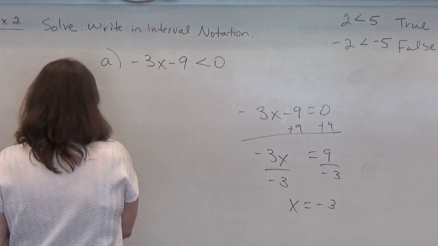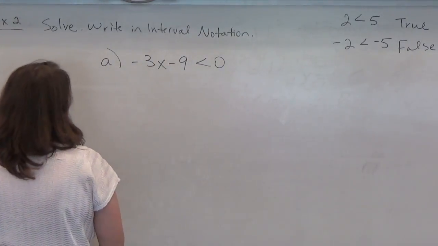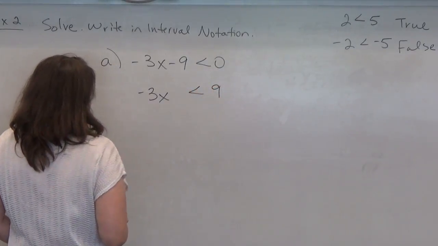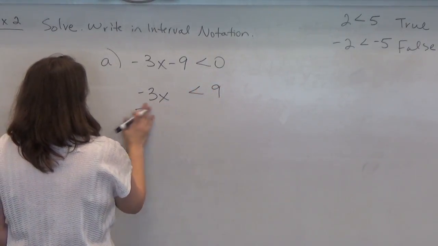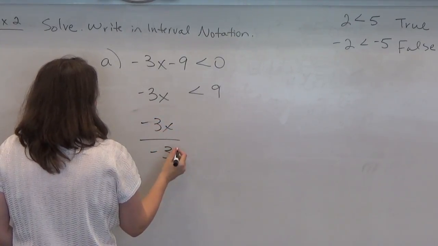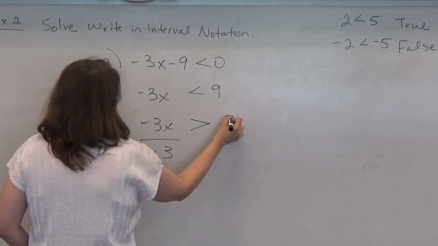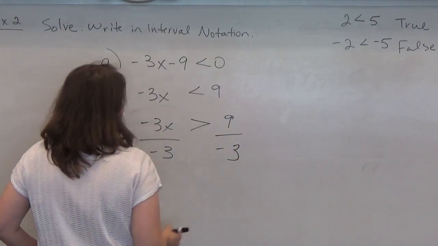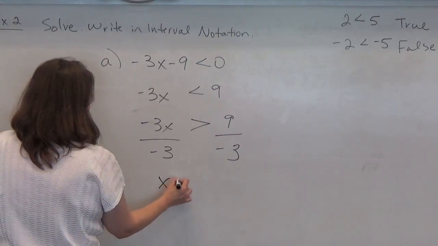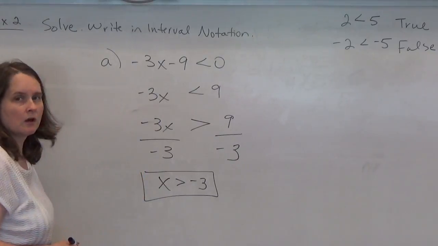And now let's take a look at how to handle part A. So I'm going to start by adding 9 to both sides. And then I'm going to divide both sides by negative 3. So negative 3x divided by negative 3. And because we are dividing by a negative, we need to flip the symbol to a greater than symbol. So divide both sides by negative 3 and flip your inequality. That gives you x is greater than negative 3.